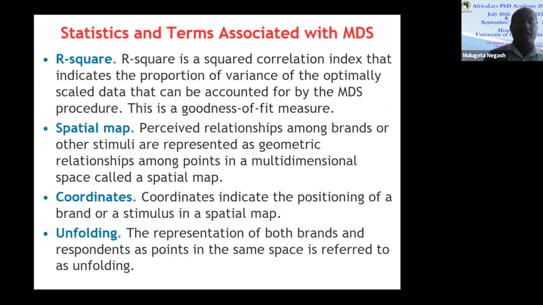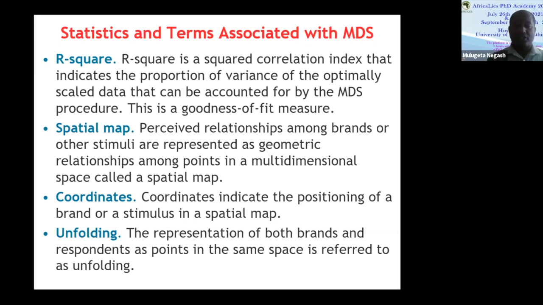The other one is R square. We know that R square is a very important measurement in multiple linear regression. For example, R square represents how much of the variables account for explaining the dependent variable. Like that, in multidimensional scaling, R square is a squared correlation index that indicates the proportion of variance of the optimally scaled data that can be accounted for by the multidimensional scaling procedure. This is a goodness of fit measure. When R square is 60, we can say that 60% of the variance can be accounted for by this procedure, and 40% would be accounted for by other variables.